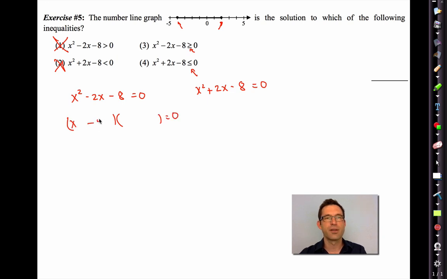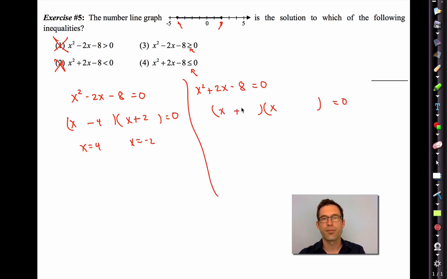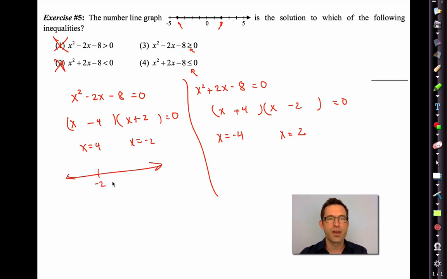Here I'm going to have x minus 4 and x plus 2. That'll give me x equals 4 and x equals negative 2. This one, on the other hand, when I solve, it factors a little bit differently. So if we were just to do the first step in the inequality, what we'd have is a negative 2, a positive 4, and it'd look like this. This one, on the other hand, would have a negative 4 and a positive 2. It would look like that.